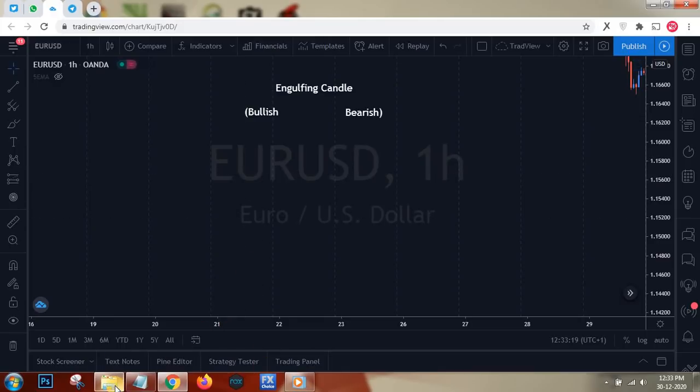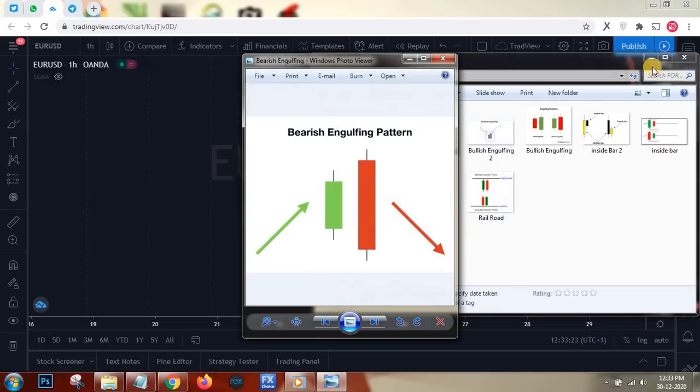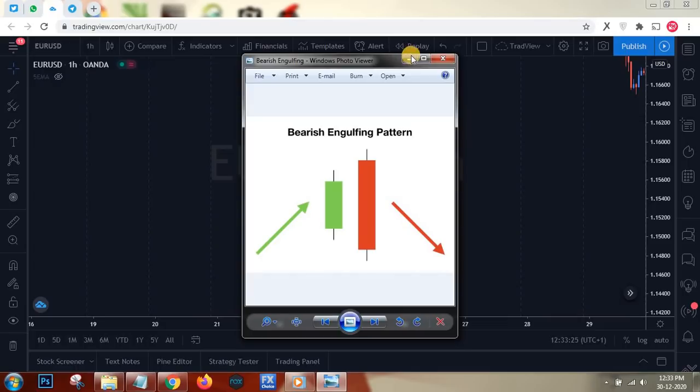Now, let me show you the image. I hope we can say this is a clear version of a bearish engulfing candlestick pattern. How do we know that? Engulfing means the candle after the one we are about to talk about is bigger in body size. This is what I mean.